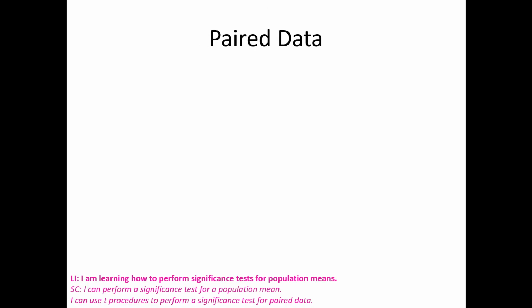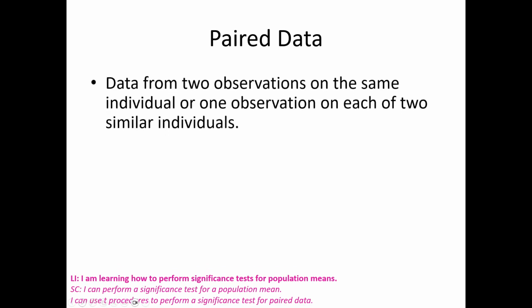Paired data. Our paired data is data from two observations on the same individual or one observation on two similar individuals. So typically this is related to a matched pairs design where you're comparing either the same person doing two different treatments and seeing the effect, or possibly two different people but very similar, or two different objects very similar, that you're comparing the two effects of this particular thing.